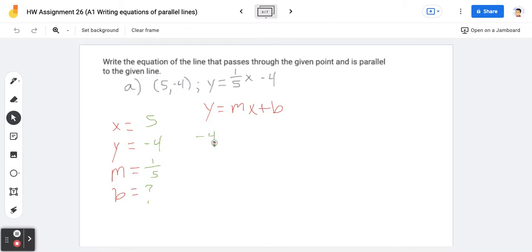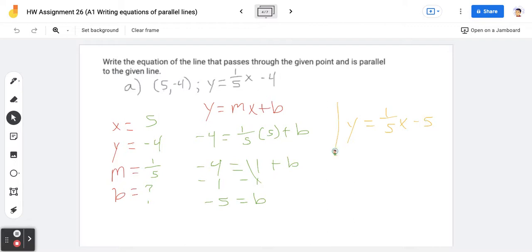So negative 4 is going to be equal to 1/5 times 5 plus b. Just like we've done before, algebraically finding equations of lines, finding our b value and then rewriting our equation. So negative 4 is equal to 1/5 times 5, which is 1, plus b. Finally, it's a one-step equation. Subtract 1 from both sides. We have negative 5 is equal to b. Let's rewrite our new equation. We solved for b, and our new equation is going to be y is equal to 1/5 x minus 5.